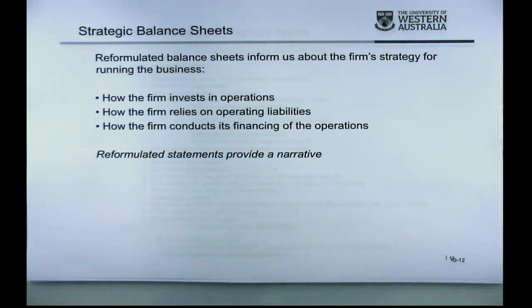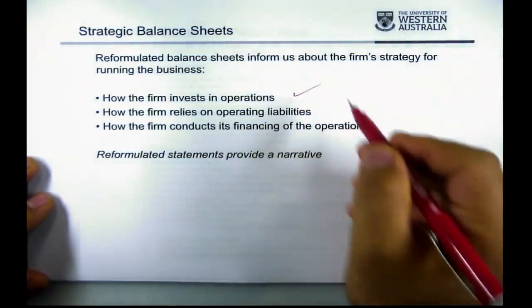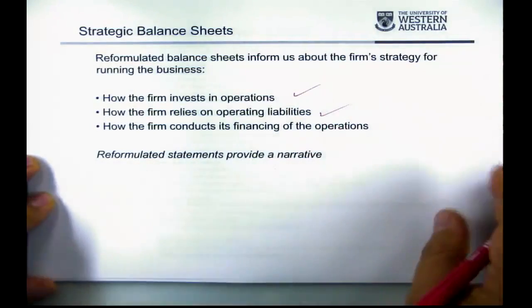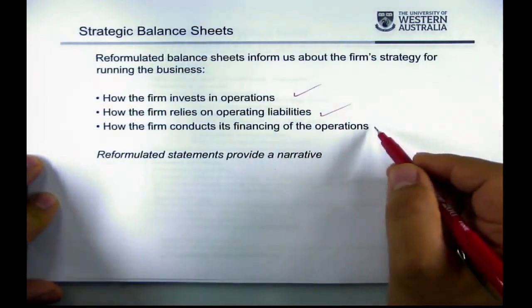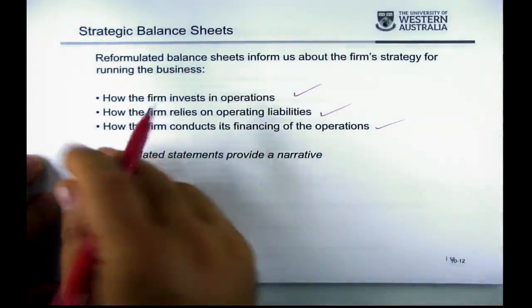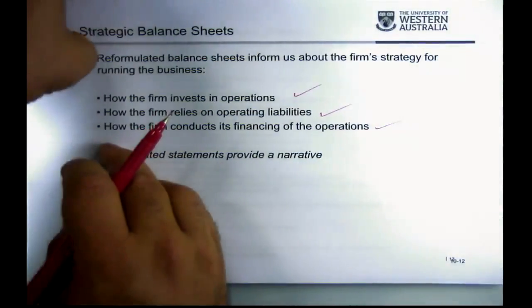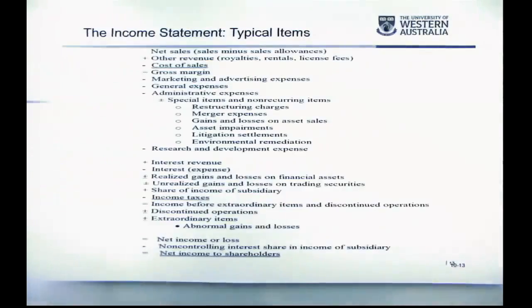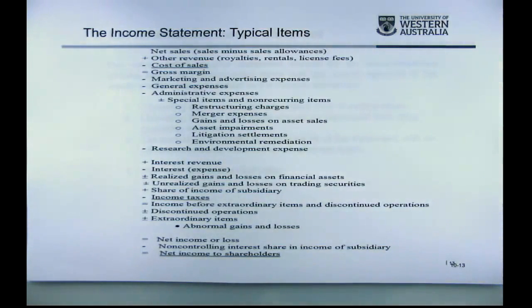So as you can see, when you reclassify or restate the balance sheet, we can have a look at how the firm invests in operations and how the firm relies on operating liabilities, and also how the operations are financed by financial items. Okay. Now we go to the income statement.